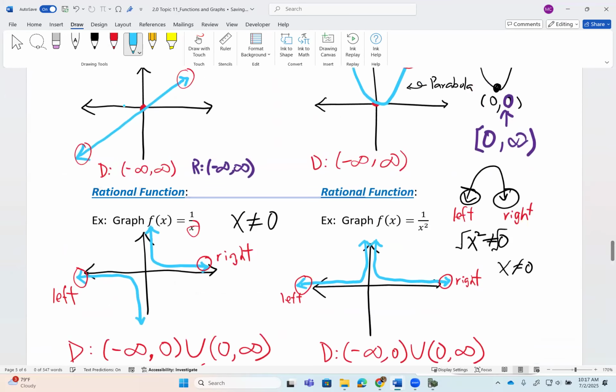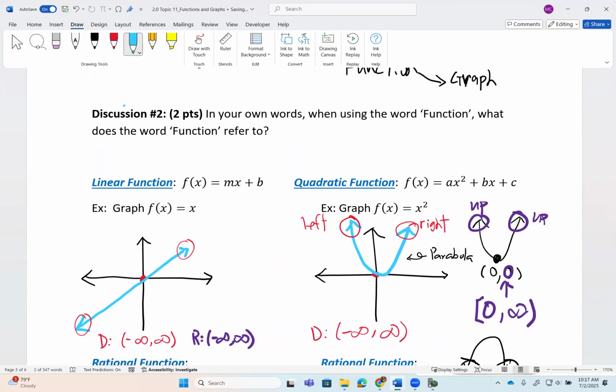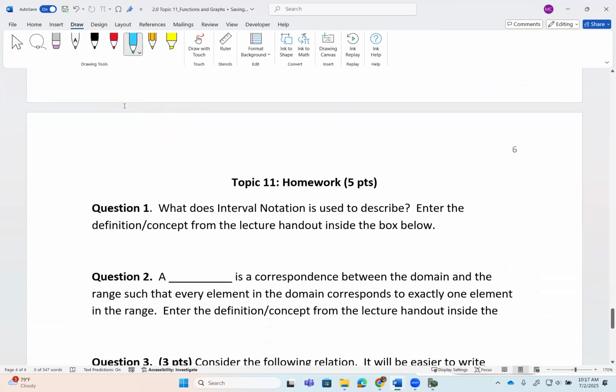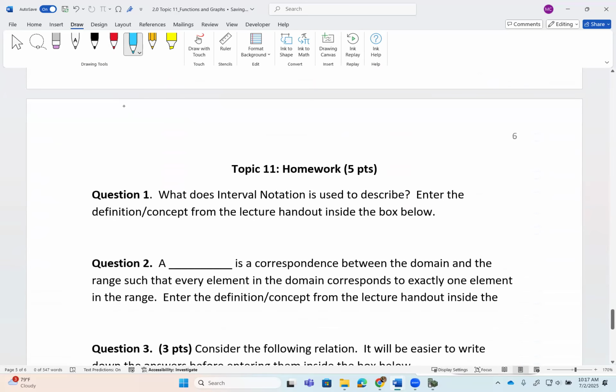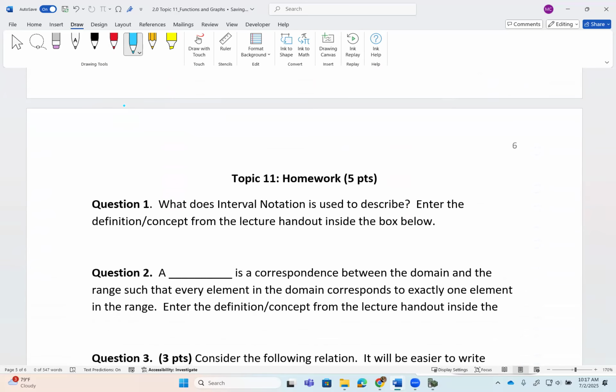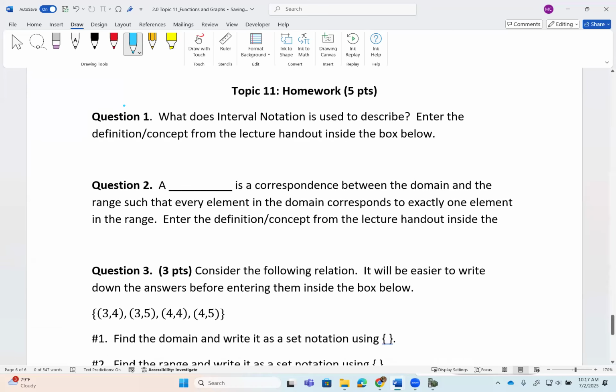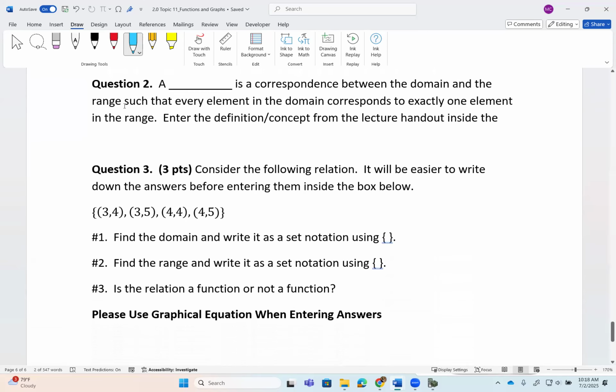How do you know this is rational? Because of the fraction. How do you know this is linear? Because it's to the first power. This is quadratic, to the second power. All right, what is set notation used to describe? Just copy what I wrote on the lecture handout on the first page. A function is a correspondence between a domain and a range, such that every different x in the domain corresponds to exactly one range value, one y value.